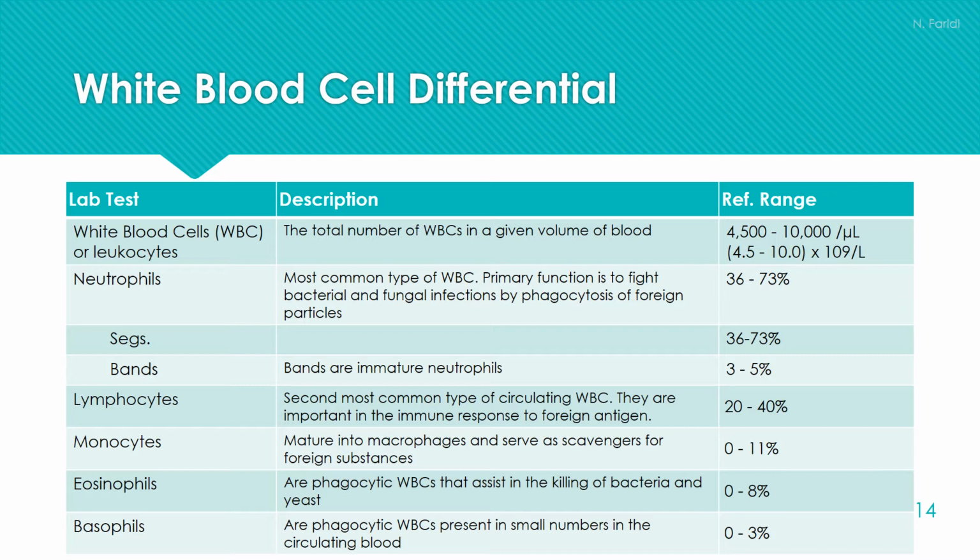Here we have the white blood cell differential. The white blood cell count represents the total number of white blood cells in a given volume of blood. Mature white blood cells exist in many forms, which include neutrophils, lymphocytes, monocytes, eosinophils, and basophils. A white blood cell count with differential provides a breakdown of the percentage of each type of white blood cell.